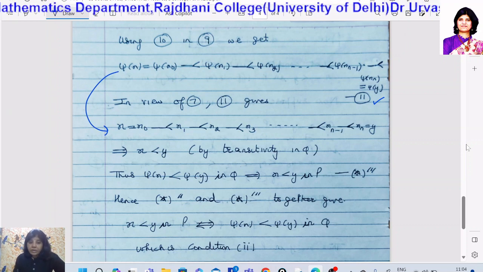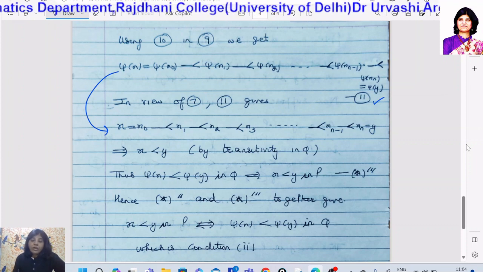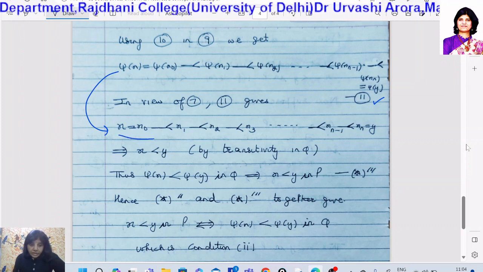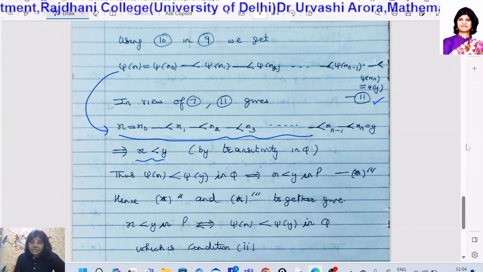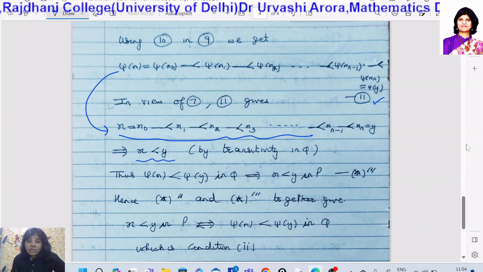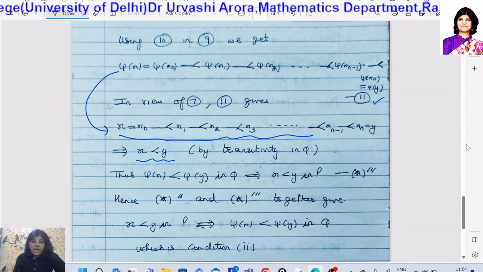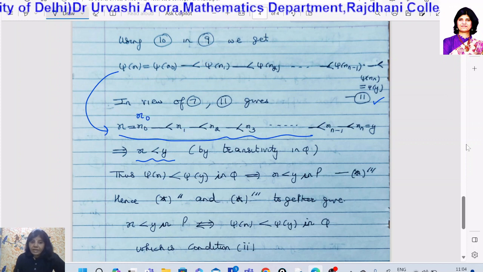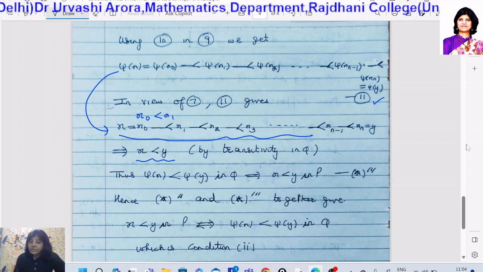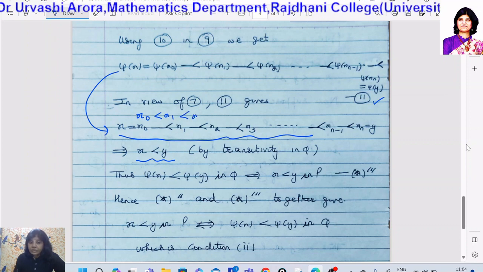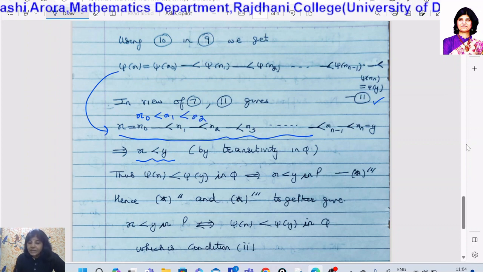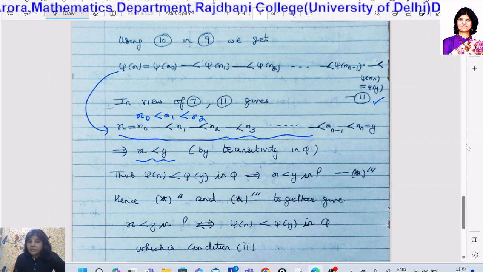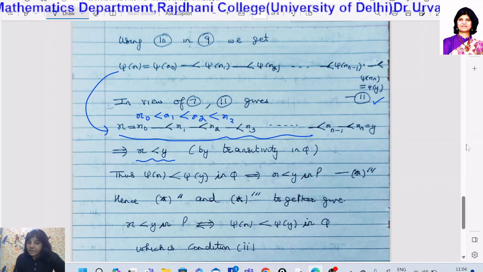And from here, this whole thing simply implies that x is strictly less than y, because you can use transitivity. Because these are covering relations, x naught is covered by x1, so x naught is less than x1, because x1 is covered by x2, x1 is less than x2, because x2 is covered by x3, x2 is less than x3, and so on.